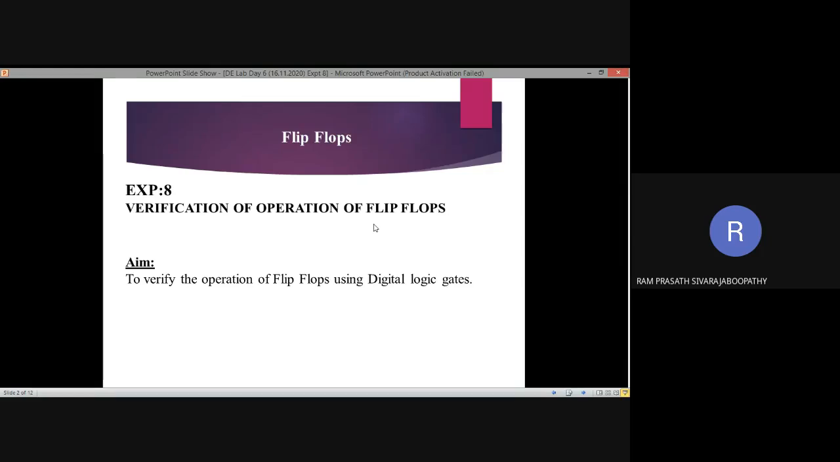S input is given directly from D. What about R input?